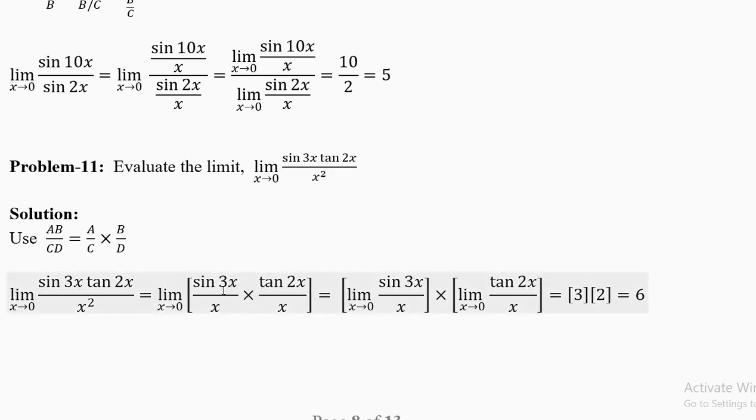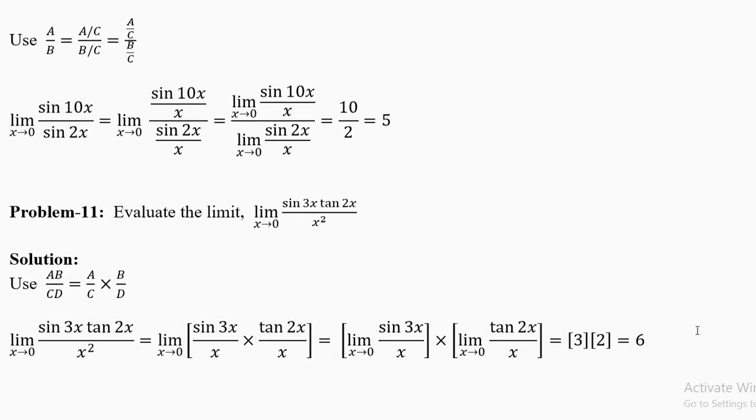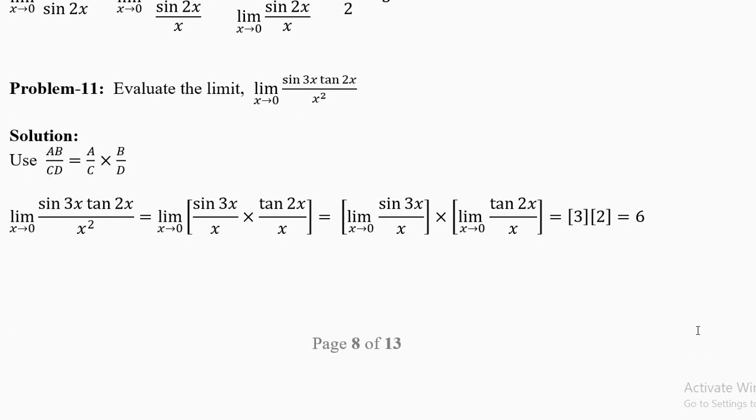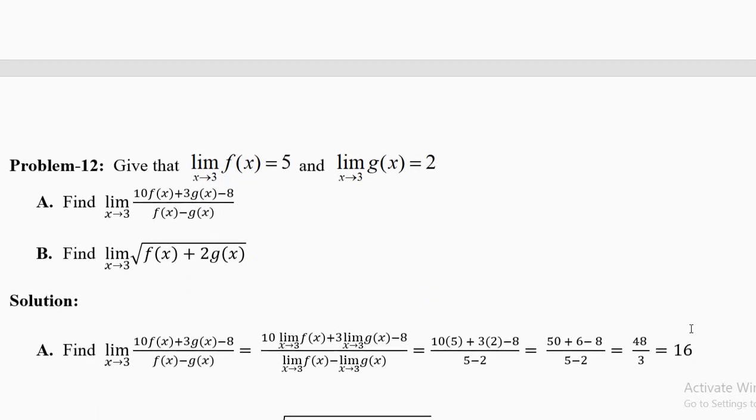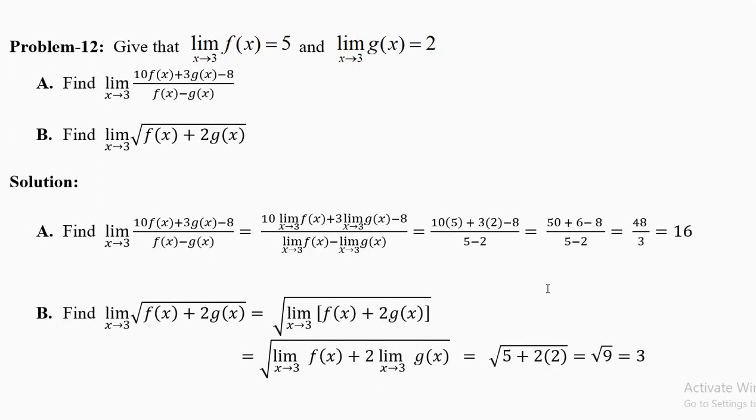Now take this limit separately, take this limit separately, just like your brackets. This limit, you know, it is on page 1, this limit is on page 1, this is 3, this is 2, 3 into 2 is 6. So these examples are sufficient for your trigonometric limits. Now you have another type of questions.